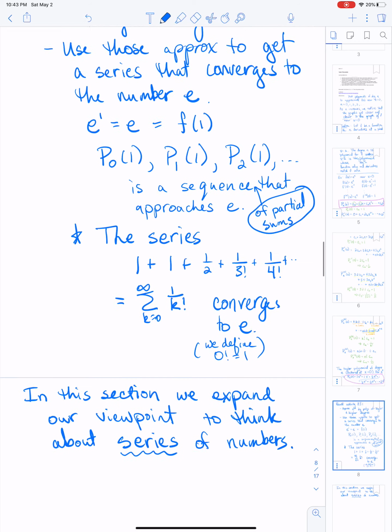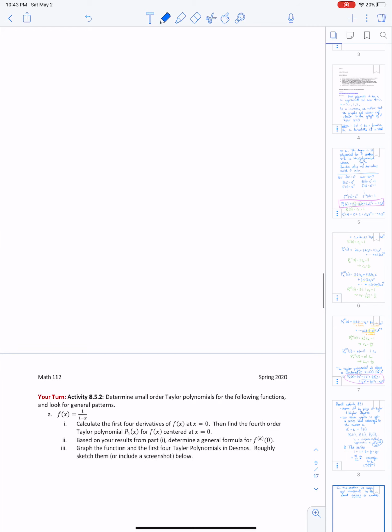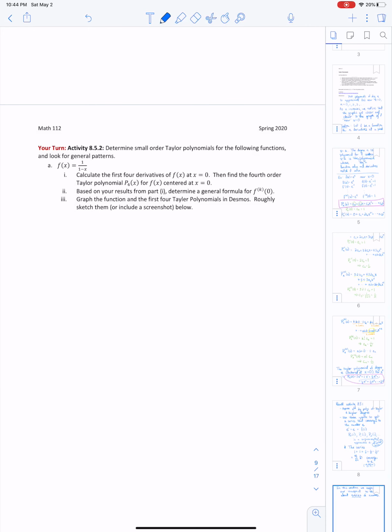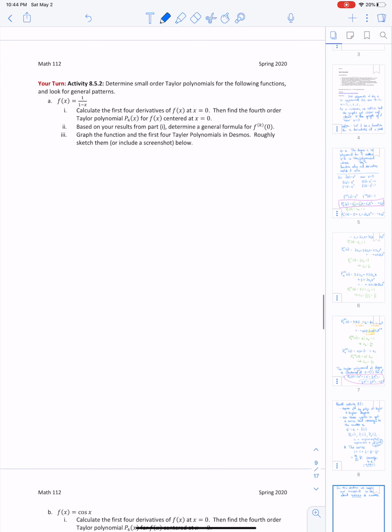So I'd like to go ahead and stop here. I think I kind of jumped a little bit ahead. I want to give you a chance to compute some small order Taylor polynomials near 0. And so I have some, this is activity 8.5.2, to calculate a few of these. So I will go ahead and stop this video, and we'll resume after you have done that activity.